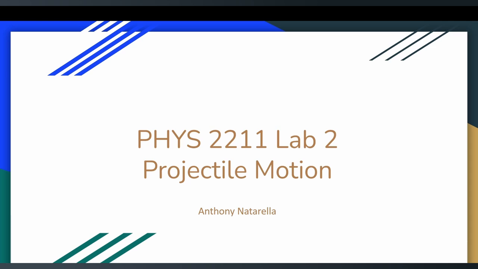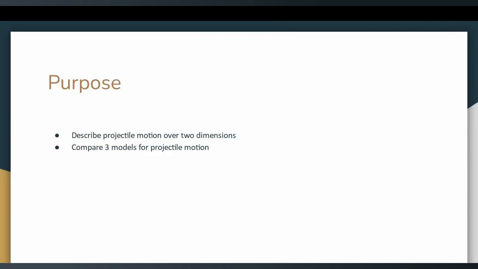We're going over projectile motion. The purpose of this is to describe projectile motion in two dimensions and compare three models for projectile motion. The first one is an observed model that we took a video of. The second is assuming there's no drag and coding the simulation. And the third one is assuming that there is drag.